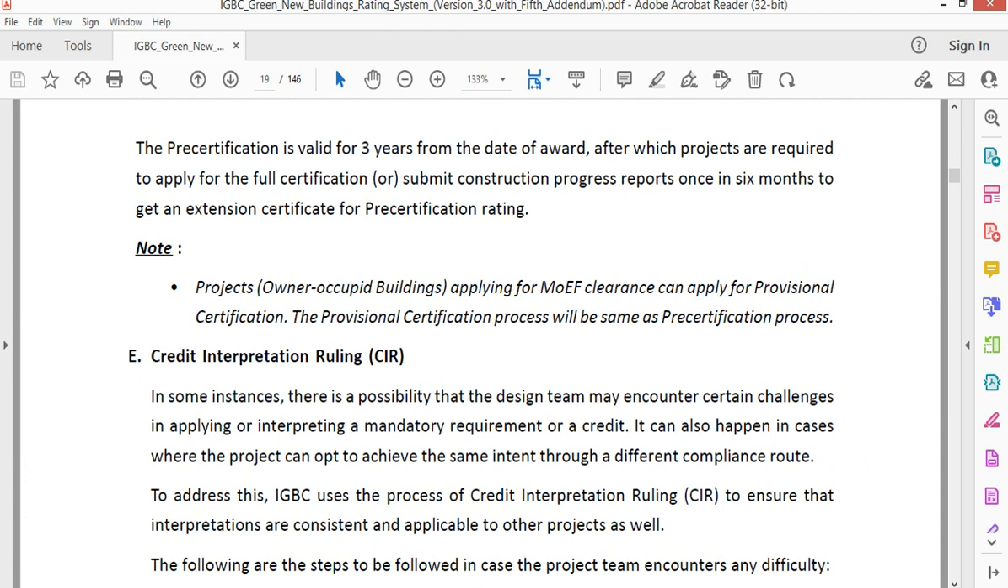Now it should be noted that projects which are owner occupied buildings and are applying for the MOEF clearance, I'm sorry for that, the MOEF refers to the Ministry of Environment and Forest. This has actually been renamed as the MOEF-CC, which is the Ministry of Environment, Forest and Climate Change. When they apply for this clearance, they can apply for the provisional certification. The provisional certification process is the same as that of the pre-certification process.